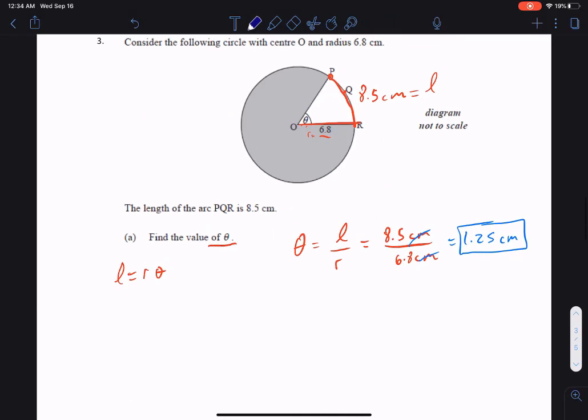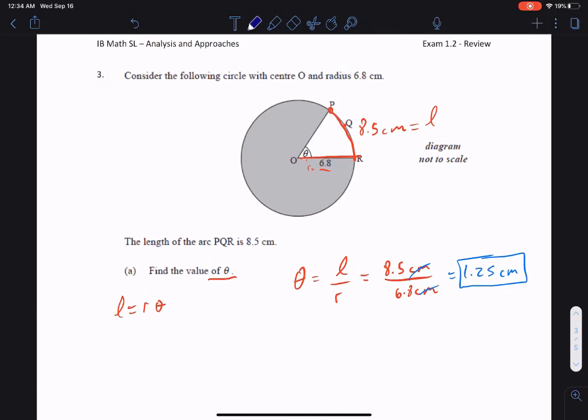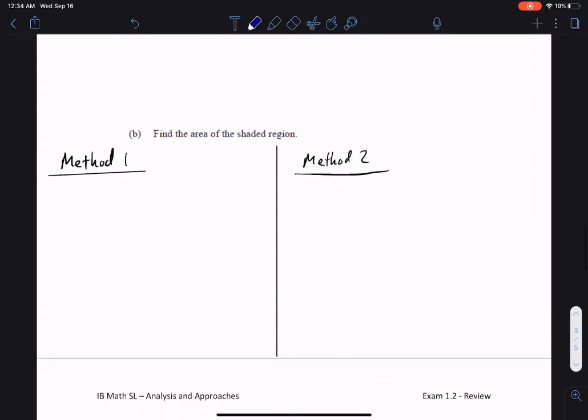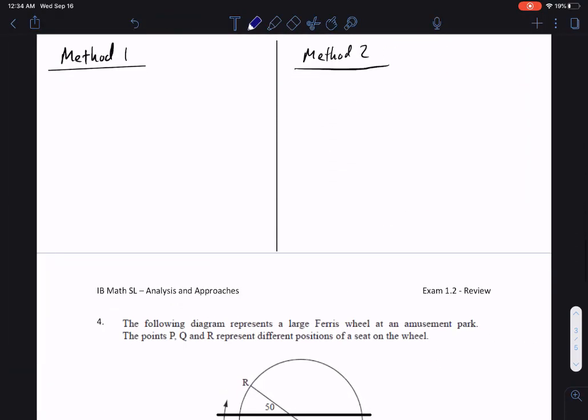So here's the deal. The first method is if I want the area of the shaded part, I can find the area of the circle and subtract the area of this slice of the pie here called a sector. Okay, so what I want is the area of the whole circle, and I want the area of the entire small sector there. And then I can say the area of the shaded part is equal to the area of the circle minus the area of the sector.